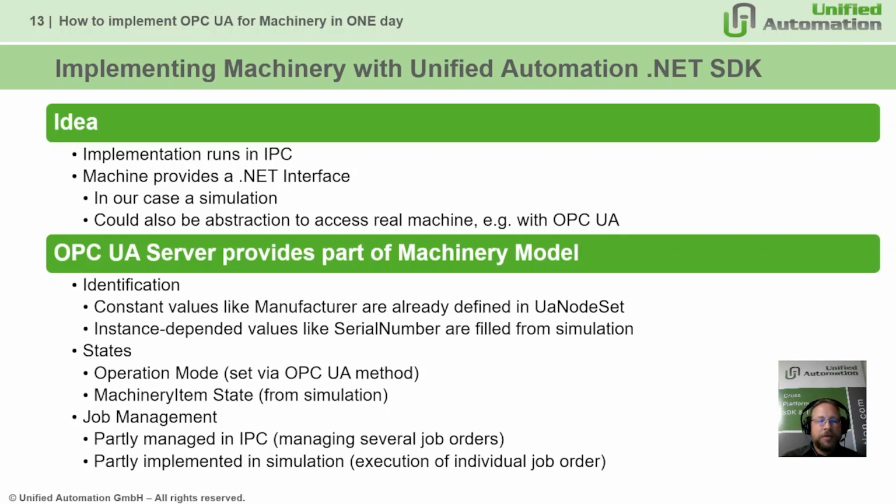Job management, obviously the machine needs to execute the job, so the machine is implementing a very simple job management where it just takes one job order in and executes that job order, and the rest of the job management is implemented in our IPC, where we manage that several jobs can come in, that they may be run several times, and we do this.